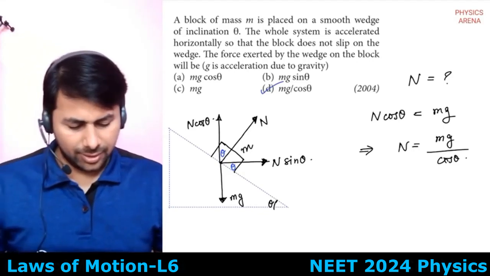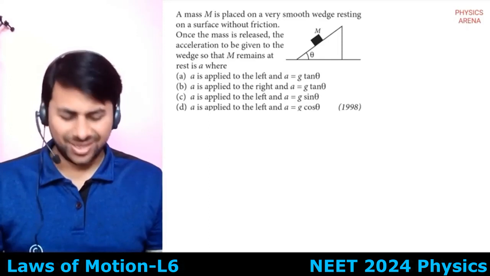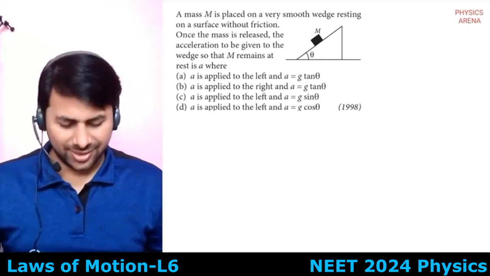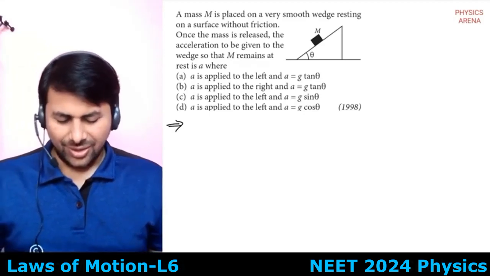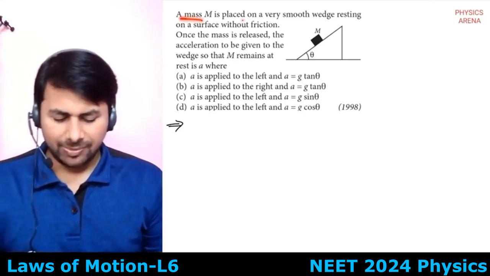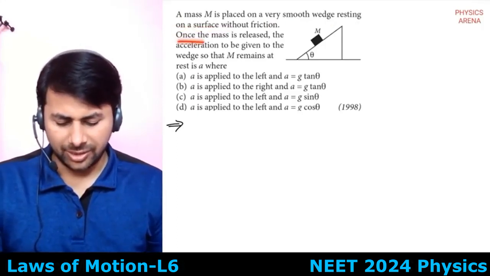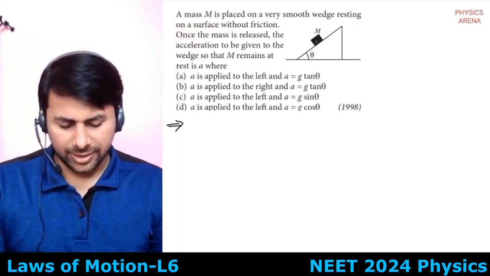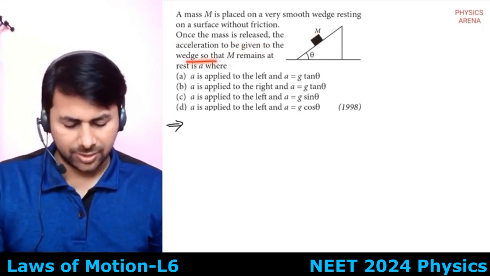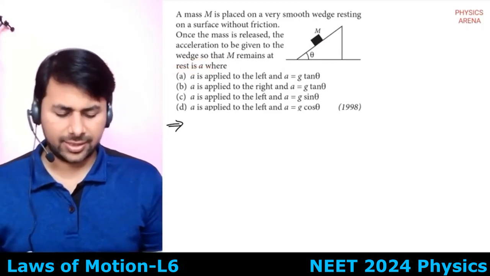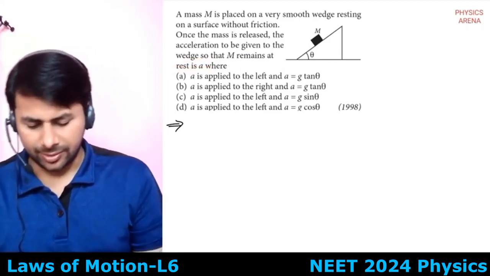Okay, let's see the next question. Again the wedge. So wedge is also a favorite, okay, favorite topic. All right. A mass M is placed on a smooth wedge resting on a surface without friction. Once the mass is released, the acceleration to be given to the wedge so that M remains at rest is A. Acceleration which should be given.